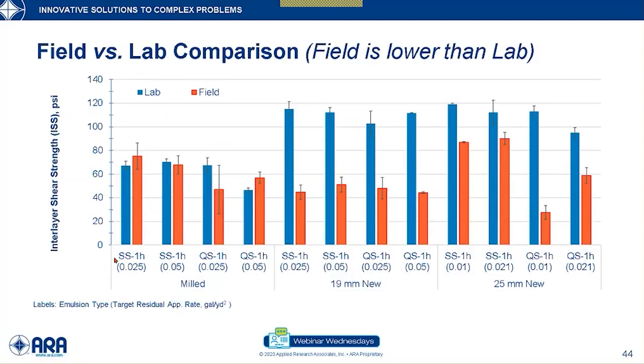And I made a field versus lab comparison of the interlayer shear strength. You can see the y-axis is the interlayer shear strength, and on the x-axis are all the 12 different field core combinations: the mill surface, 90 millimeter new surface, and 25 millimeter new surface, and these are the application rates, 0.025 and 0.05 gallons per square yard. The main takeaway from this slide is that the field cores always indicated lower values than the lab samples that were replicated to simulate the field condition. For the 2 new surfaces, 90 millimeter and 25 millimeter, the field value is significantly lower than the lab. For the mill surfaces, the field and lab values are slightly comparable, but even in 2 cases, field values were lower than the lab.